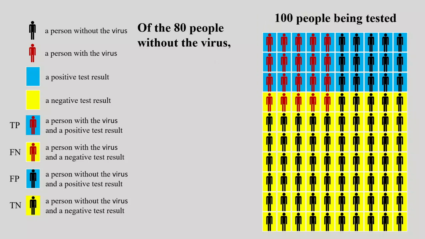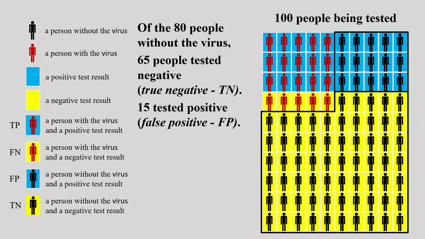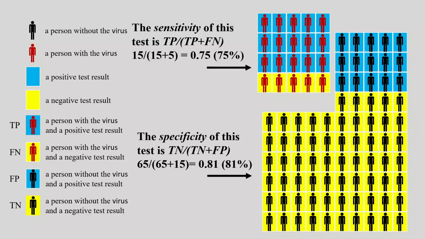Of the 80 people without the virus, 65 people tested negative, true negative test results, the black figures on a yellow background, and 15 tested positive. These are the false positive results represented by the black figures on a blue background. The specificity is the proportion of all persons who do not have the virus and test negative for the virus, true negatives, to all persons without the virus, the true negatives plus the false positives. In this example, the specificity of the test is 65 divided by 65 plus 15 equaling 0.81 or 81%.